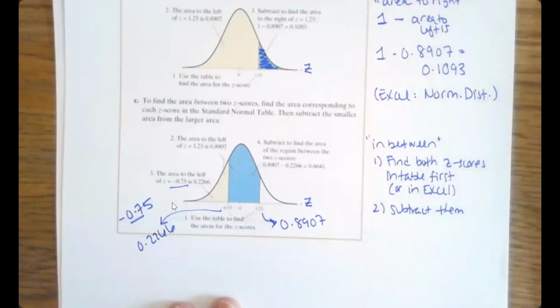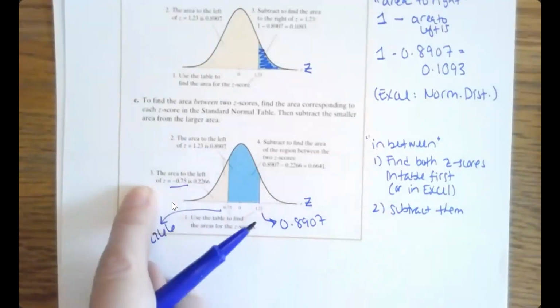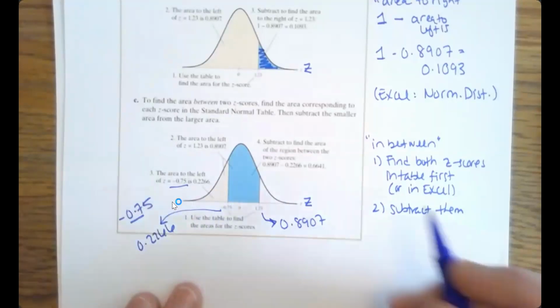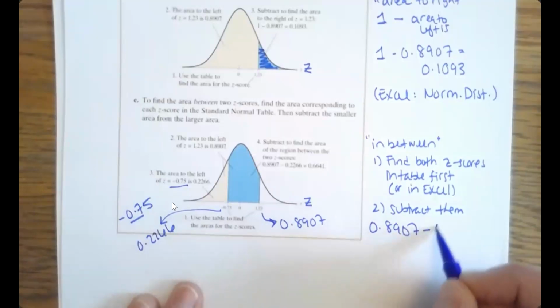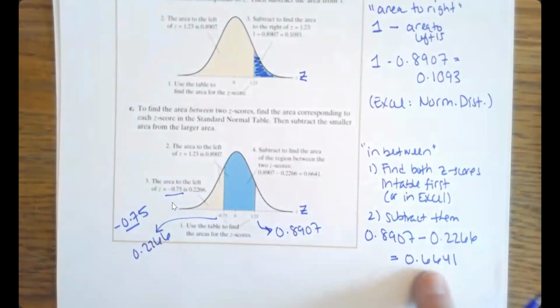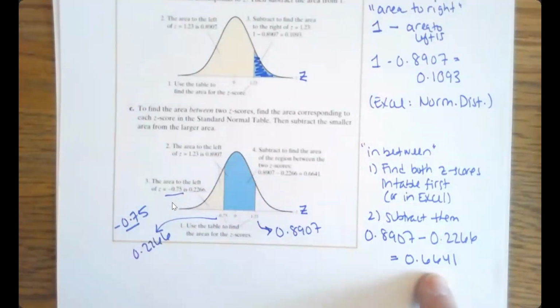Now, because we want the area in between, we're basically going to subtract these because we're taking the whole area to the left and cutting out that extra tail piece on the end that we don't need. So we're going to take that 0.8907 and we're going to subtract it with 0.2266. And that is how we get 0.6641. And again, make sure your answer makes sense. I do have quite a bit of shading here, so I think 0.66 is very reasonable in this case to get that value.